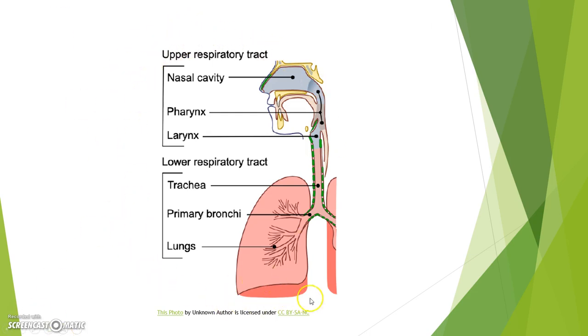So don't try to write it down now. Your nasal cavity, your pharynx, and your larynx are what's called your upper respiratory tract. Your larynx is actually where your vocal cords are. So right now I'm using my larynx to talk to you.